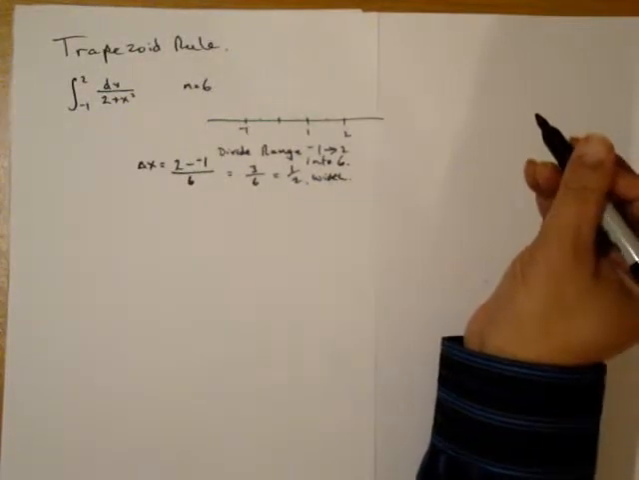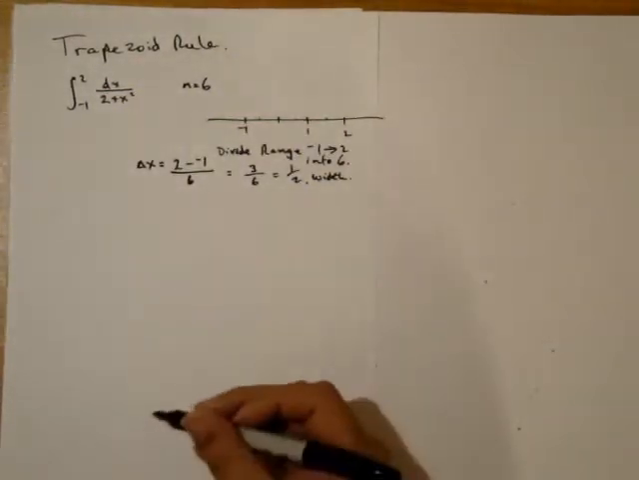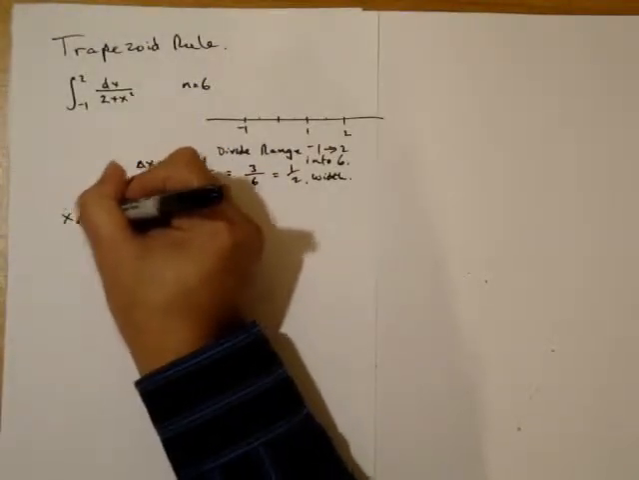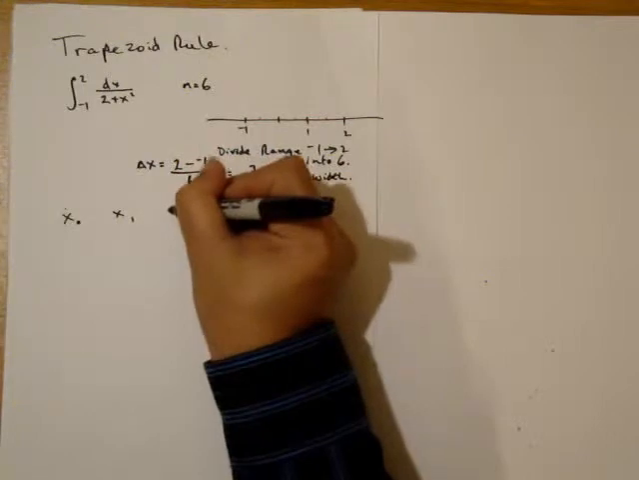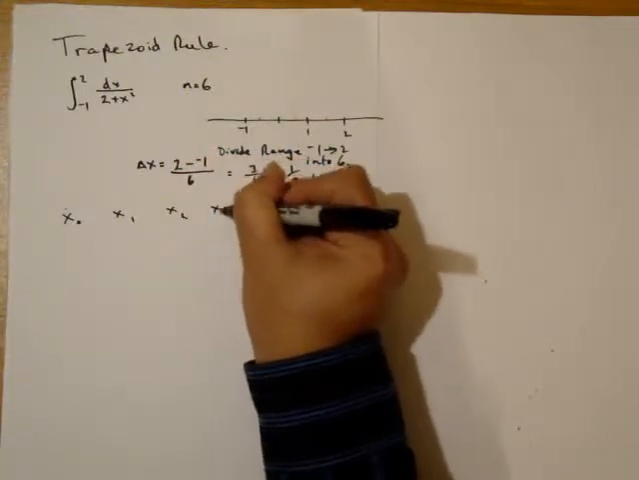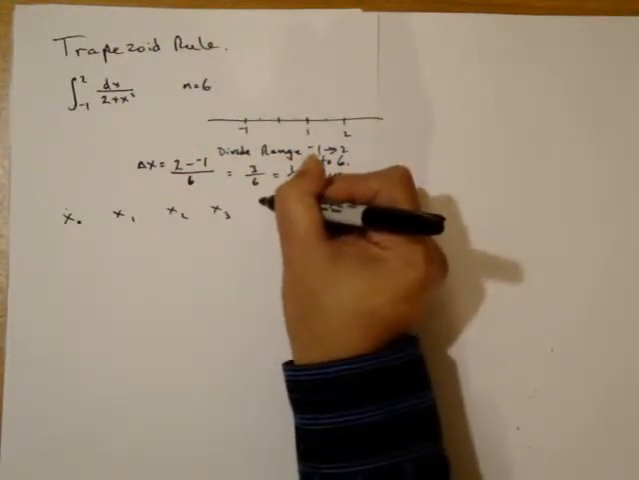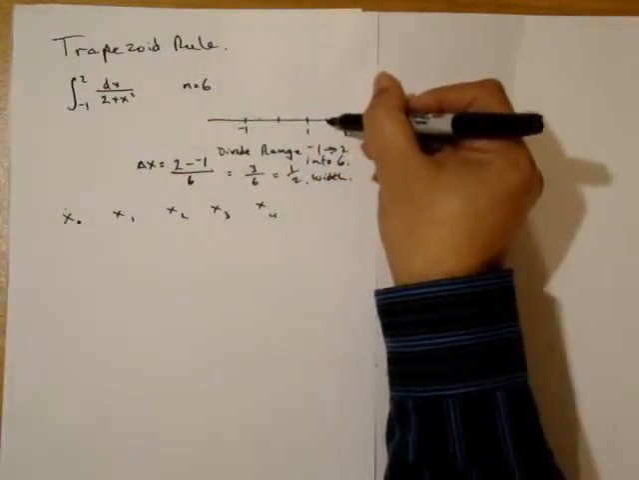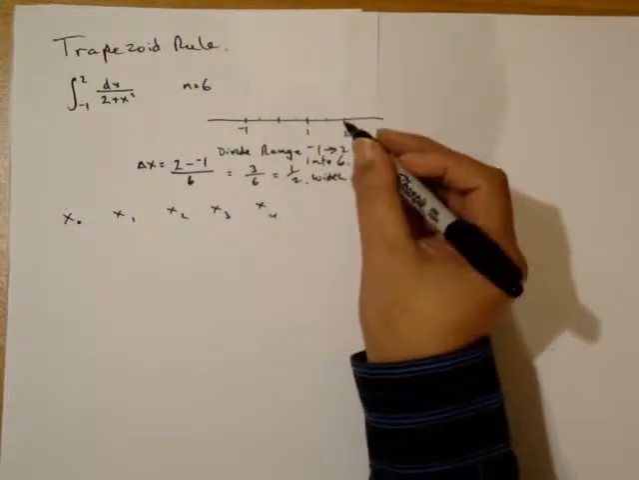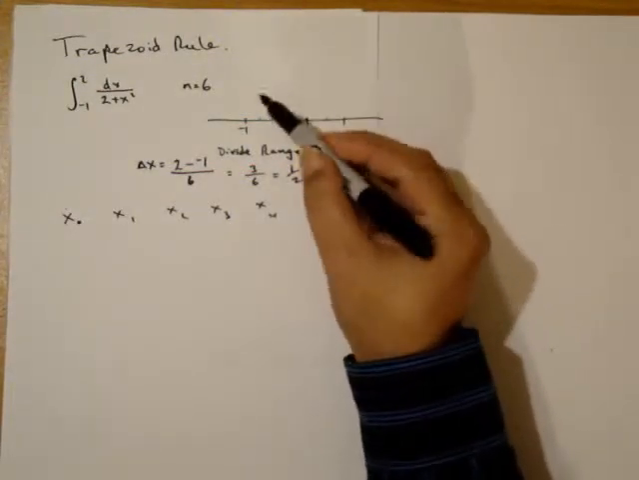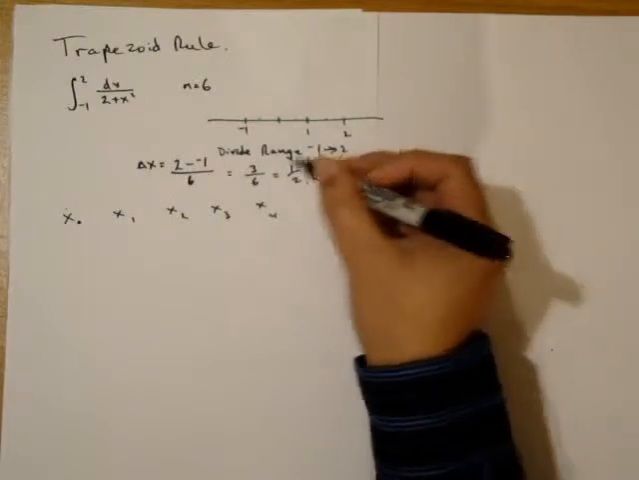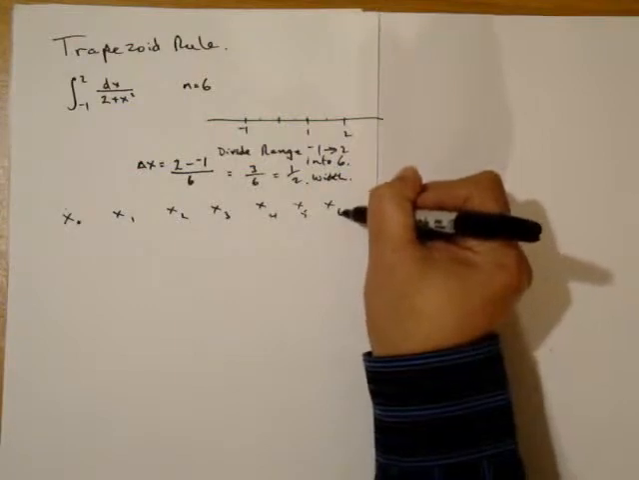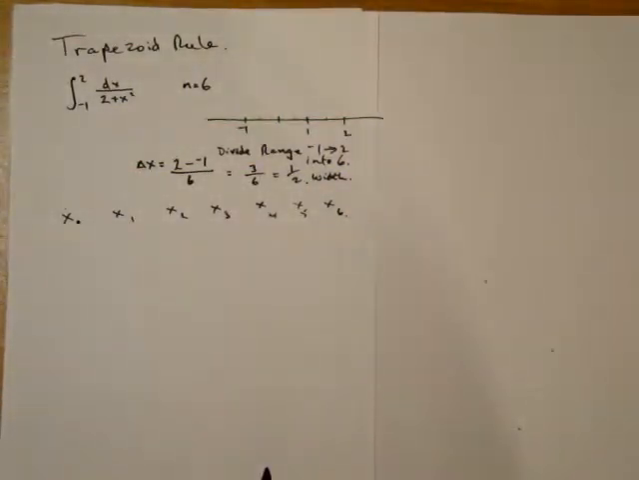Now we want to work out our x1, x2, x3 values. So we start off at x0, x1, x2, x3, x4, x5 and x6. So that's 0, 1, 2, 3, 4, 5, 6. So those are going to be our values.